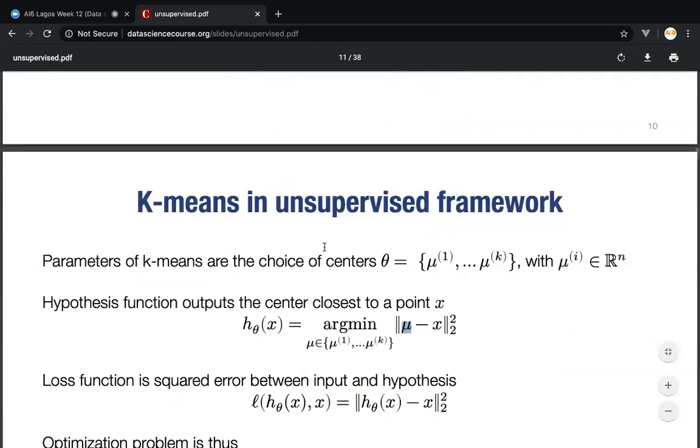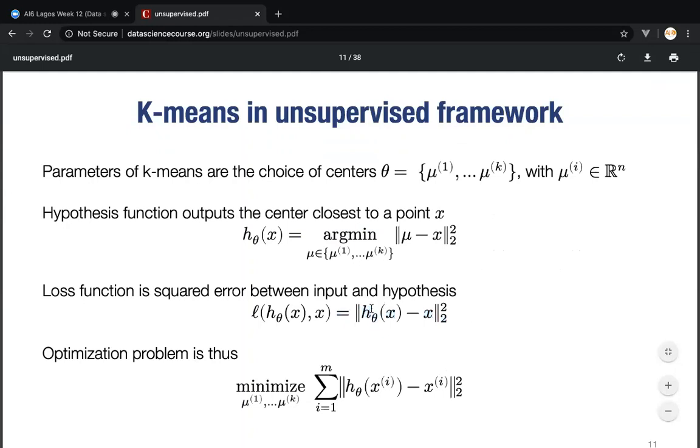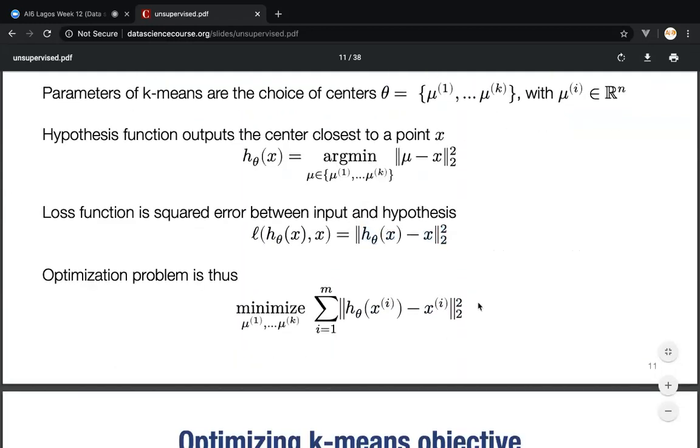So that's what we do here. We find the center closest to the point X, right? That's why you use argmin, which is the minimum distance, right? And then you define your loss function to know how far your hypothesis is from the real value, and then you do an optimization.